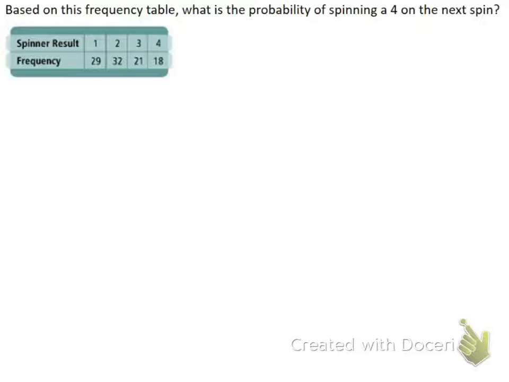With this last one, based on the frequency table, I can find the probability of spinning a 4 on my next spin. My total for this one, when I add up all those numbers together, I end up getting 100. So I know that out of the 100 trials, I spun a 4 18 times. That reduces down to 9/50, and as a percentage, that would be 18%.